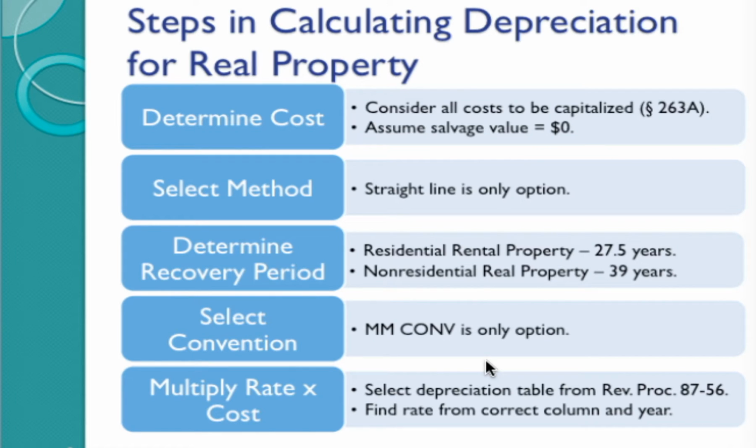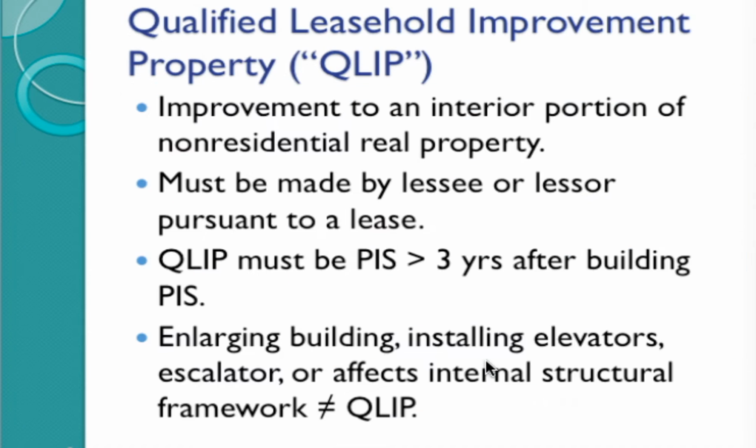So here's a little flow chart in calculating real property depreciation. Start with determining cost. Assume salvage value is 0 again. There's only a straight line option available. Really, you're only selecting between the time period of 27.5 years for residential rental property and 39 years for everything else. Under either circumstance, you're going to use the mid-month convention, and then, of course, you would multiply the rate times the cost.